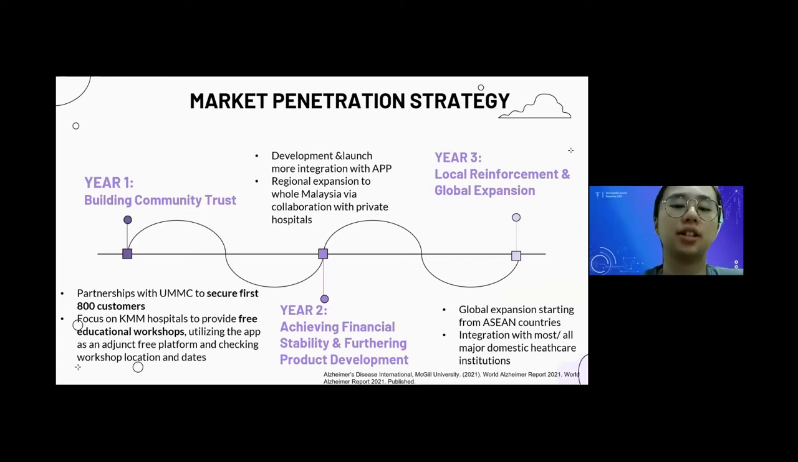Targeting all Alzheimer's and non-Alzheimer's patients in Malaysia, UMMC will be our first customer as we have secured letters of intent and strong market feedback support from their staff and patients. Beyond UMMC, our target partners are the Ministry of Health, KKM hospitals and private hospitals in Malaysia, as well as healthcare institutions. Expansion and adaptation of our platform to worldwide Alzheimer's patients is also in our long-term goals.